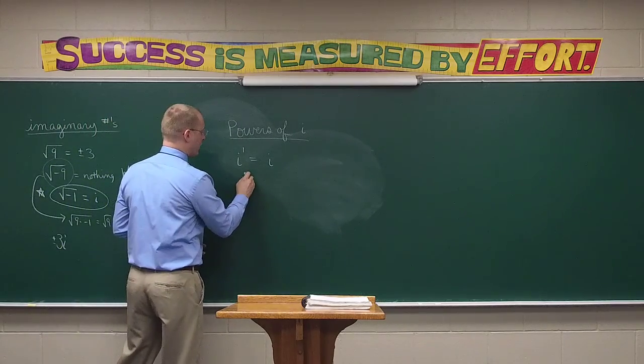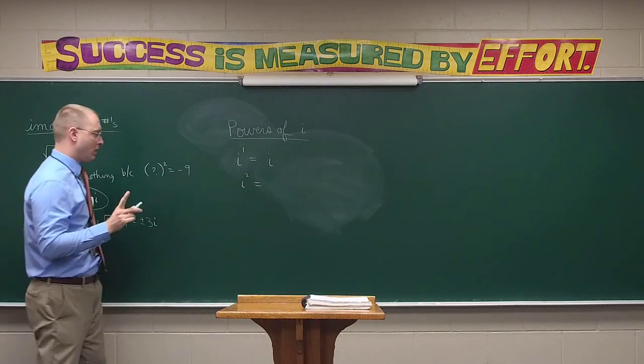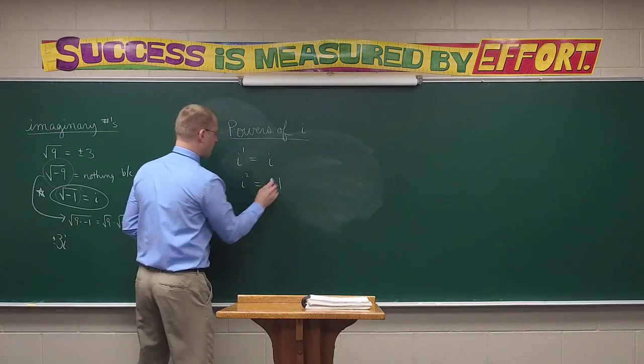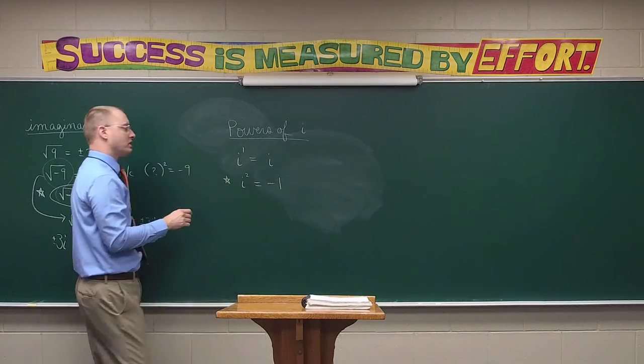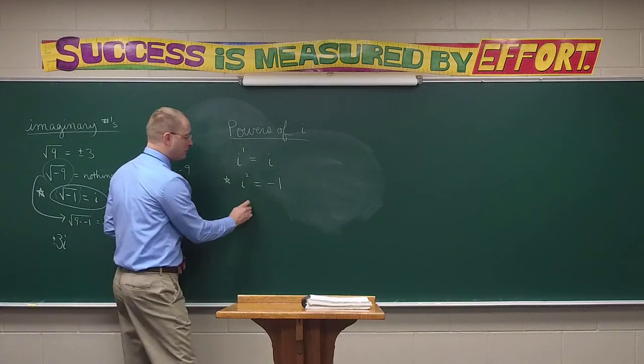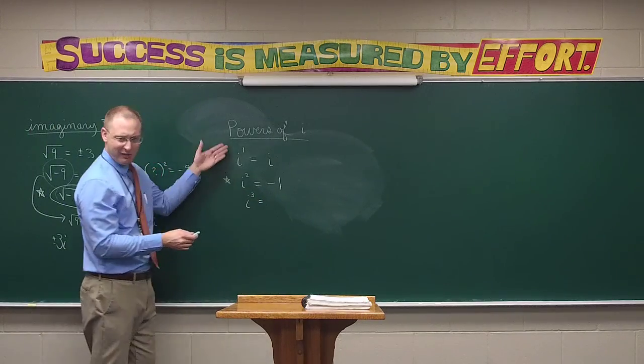All right, i squared, though. Let's think about this. i is the square root of negative 1. And so if I square i, I'm squaring the square root of negative 1. And when you square a square root, you get the radicand. So if I square the square root of negative 1, I must just get negative 1. Put a star next to that. That's perhaps one of the most important powers of i, is the i squared, and remembering that it really is just negative 1.